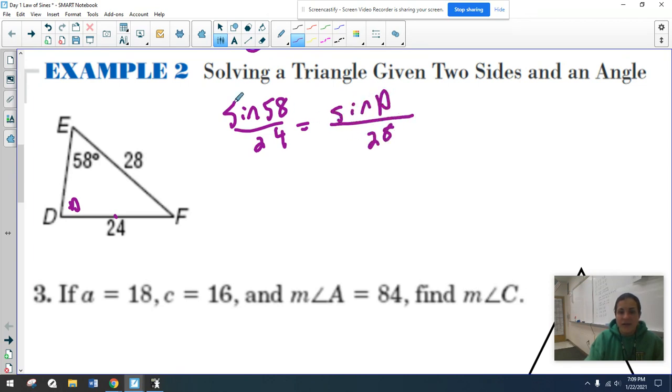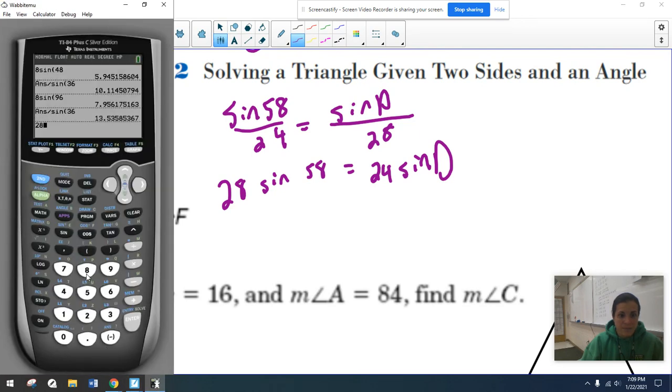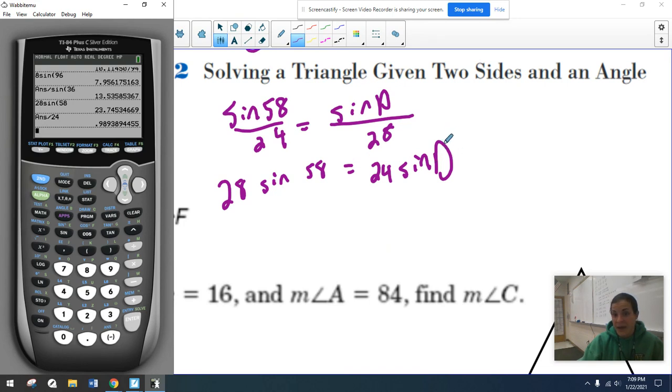Now, the difference here, when you cross multiply, you got 28 times the sine of 58, and then 24 times the sine of d. Okay, so when you do this one in the calculator, I'm going to get 28 times the sine of 58, and then I'm going to divide it by the 24. Now, this is not my answer because remember, when we're looking for an angle, you are supposed to use the blue sine, the inverse sine. So I have to use that blue one right there.